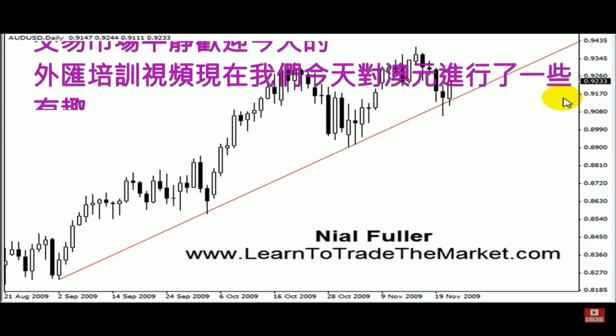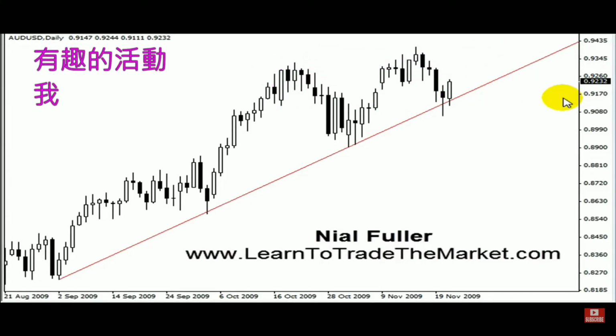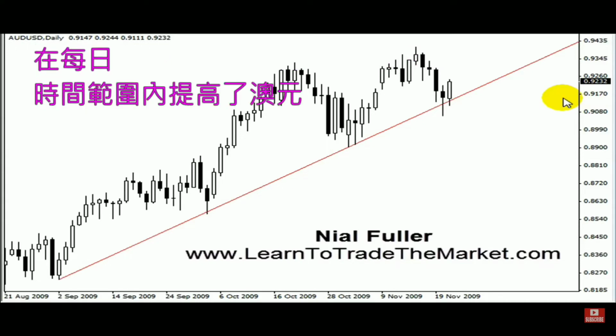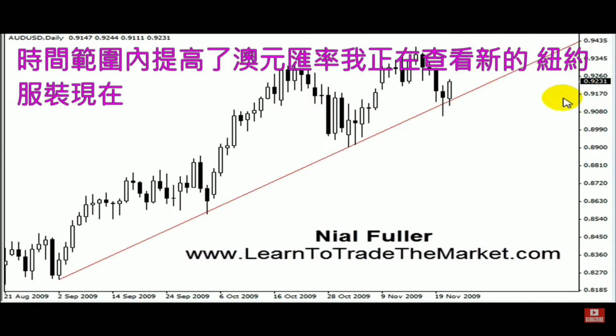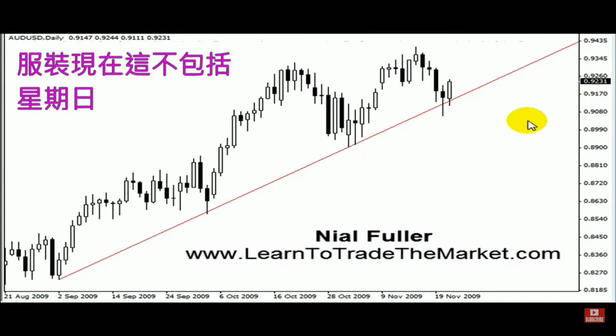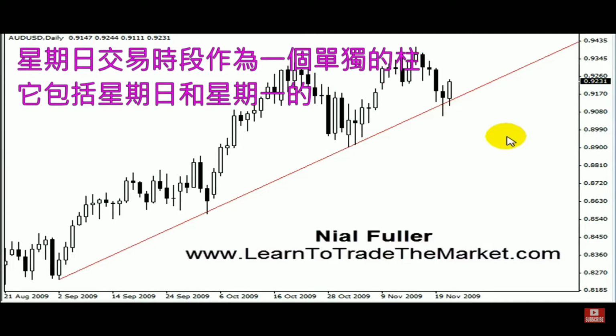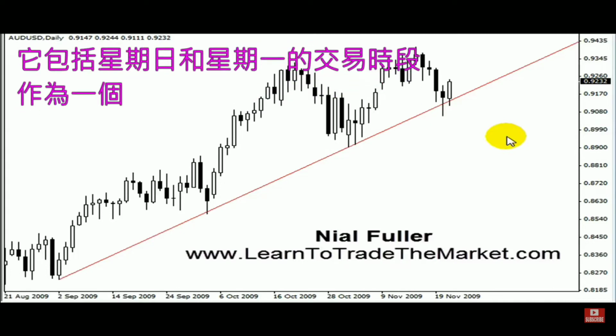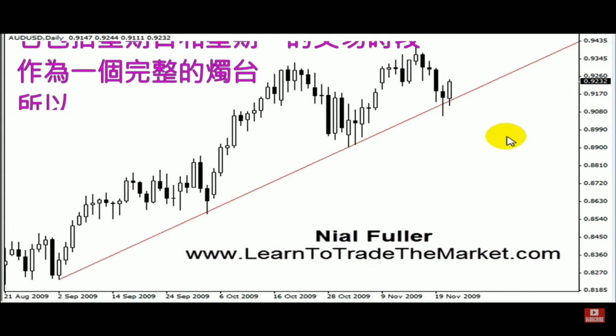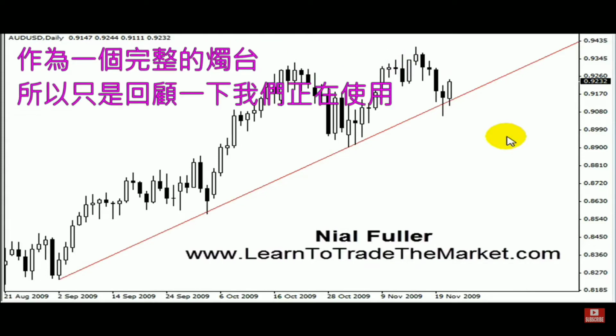Now we've had some interesting activity on the Aussie dollar. Today I've got up the Aussie dollar cross rate on the daily time frame. I'm looking at the New York close. Now this doesn't include the Sunday trading session as a single bar. It includes a Sunday and Monday session as one full candlestick. So just to recap there, we're using New York close charts.